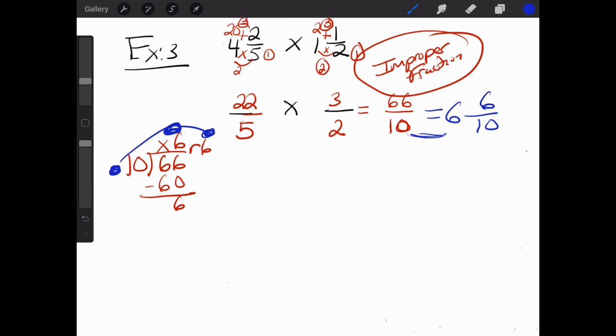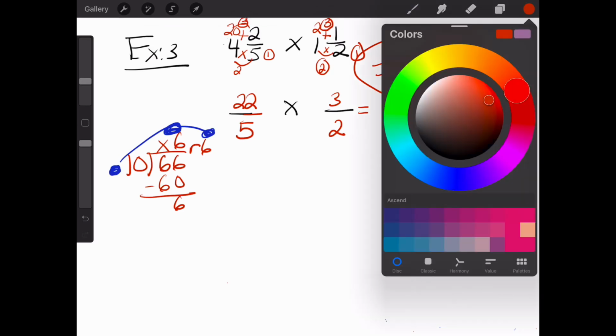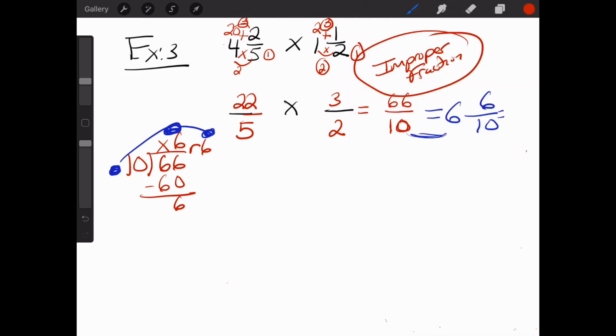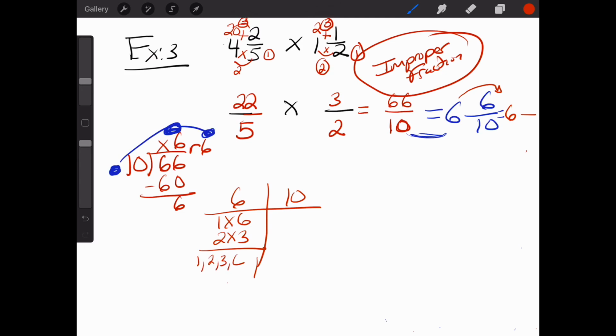So now I'm going to put an equal sign here, and I'm going to bring my whole number over. You always leave it alone, bring it over, okay? I'm gonna do a T-chart. 6 on one side, 10 on the other. 1 times 6, 2 times 3. Are there any more? No. You have a 1, a 2, a 3, and a 6. I do the 10. 1 times 10 is 10. 2 times 5 is 10. Are there any more? No, we have 1, 2, 5, and 10.